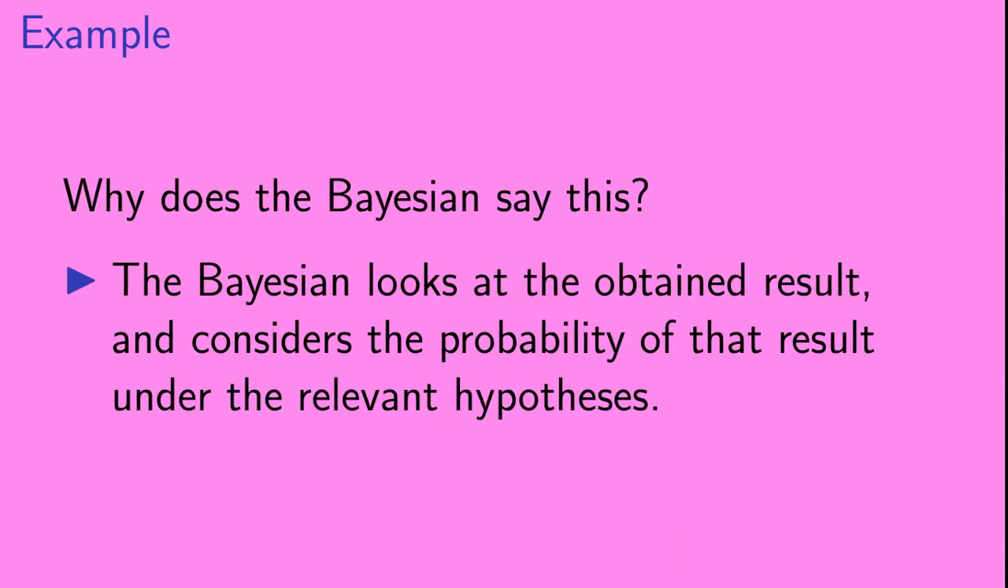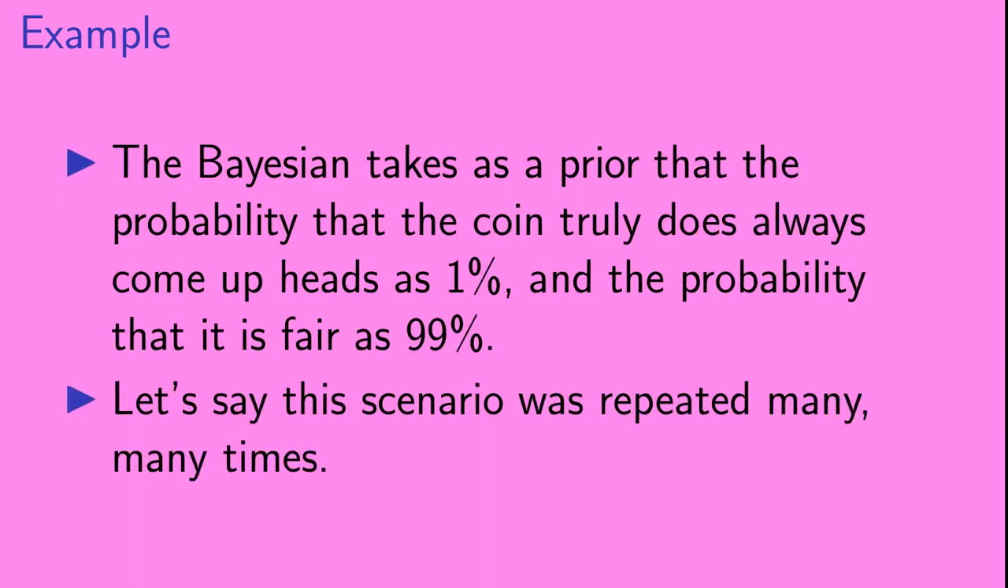Okay, so why does the Bayesian say this? The Bayesian looks at the obtained result and considers the probability of that result under the relevant hypotheses. The Bayesian takes as a prior that the probability that the coin truly does always come up heads is 1%, and the probability that it is fair is 99%.